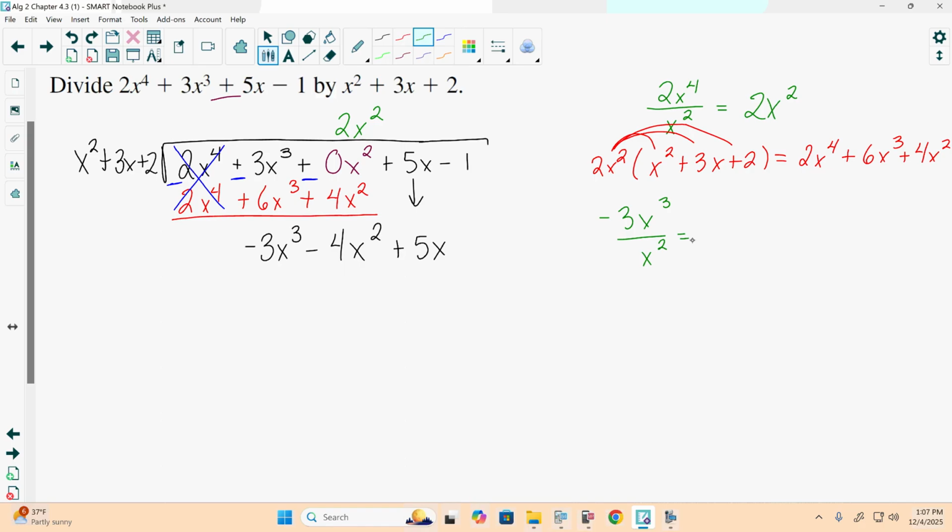Repeat the process. We good? I think yes, it is too much. Not too bad. You've probably done it in a different way. Negative 3x cubed over x squared, well, x cubed over x squared would be x. Negative 3 over 1 is just negative 3. Negative 3x cubed divided by x squared is going to be negative 3x.